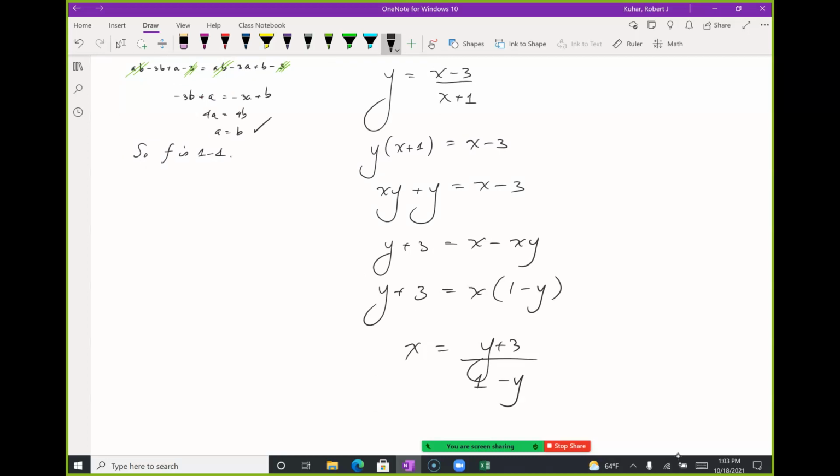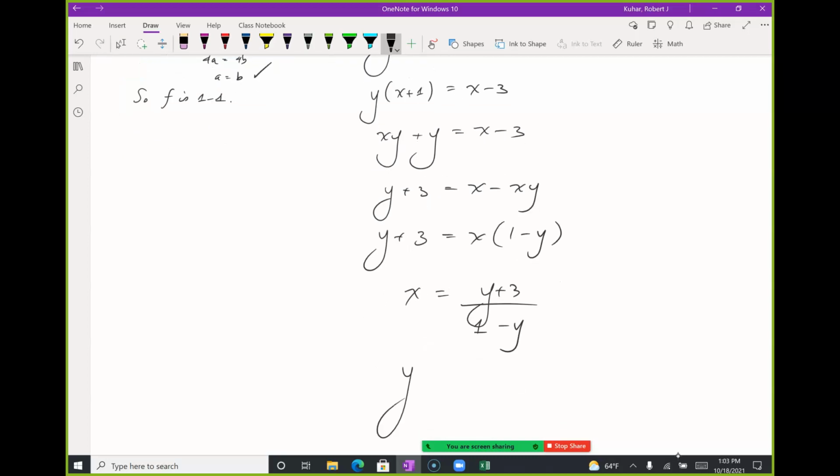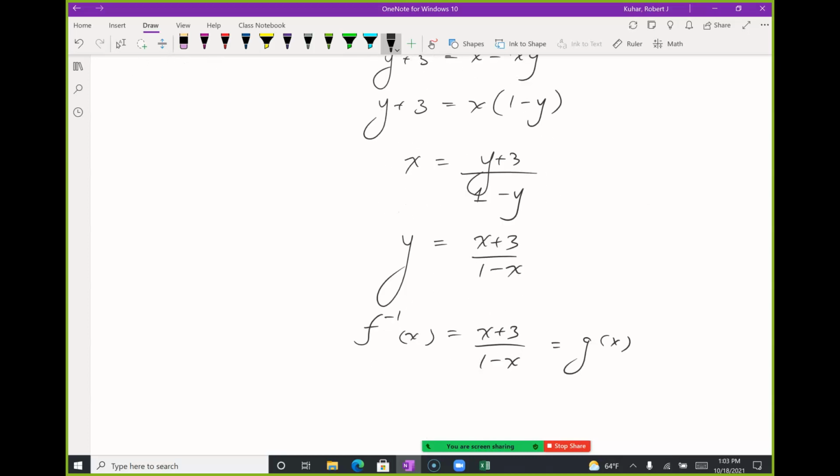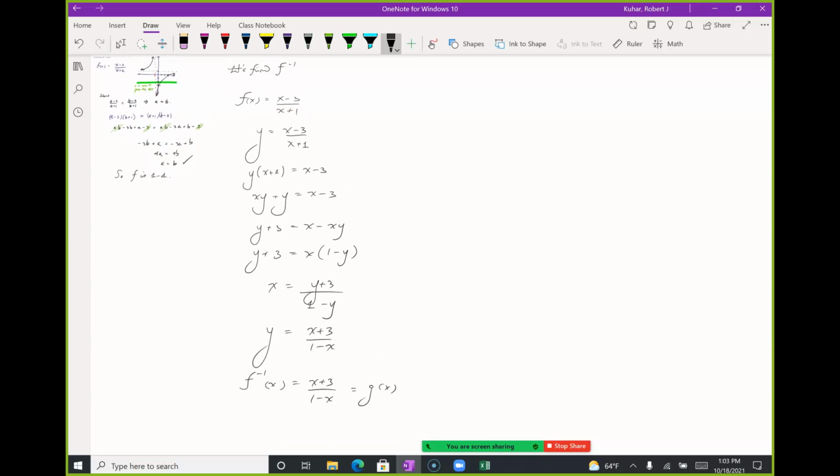And now replace x and y. And there's my inverse, so I'm going to call it F inverse. In fact, I'm going to call it G. You have a problem just like this. First problem, test 3.